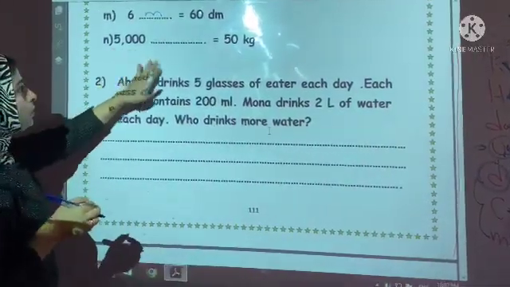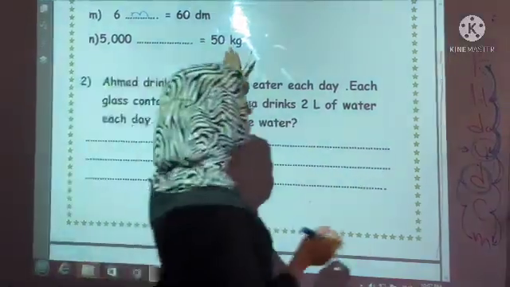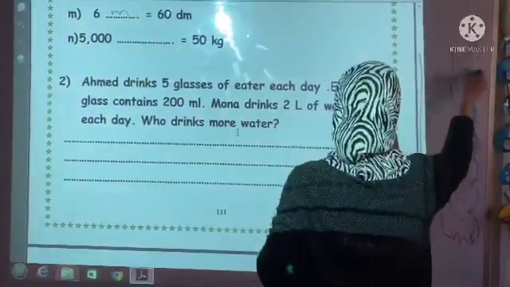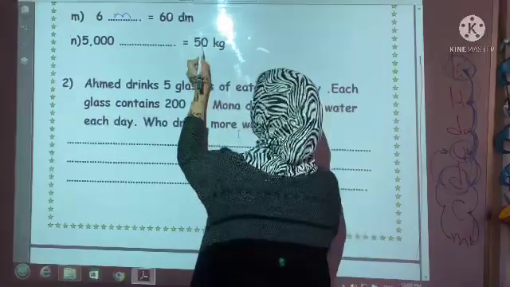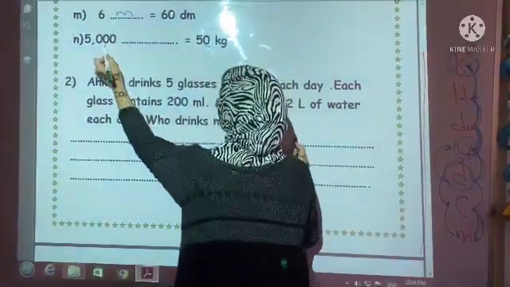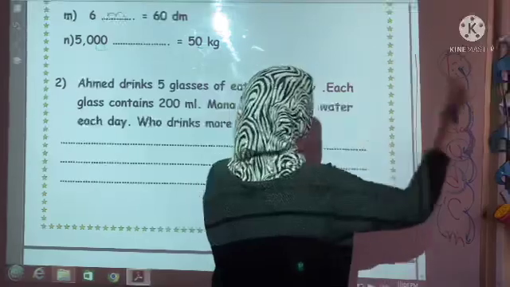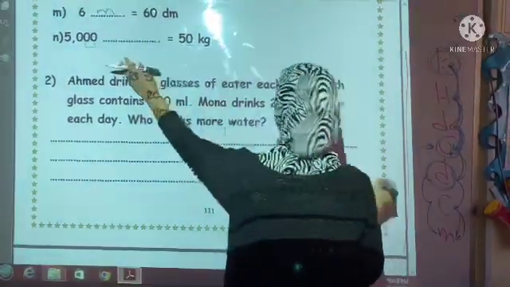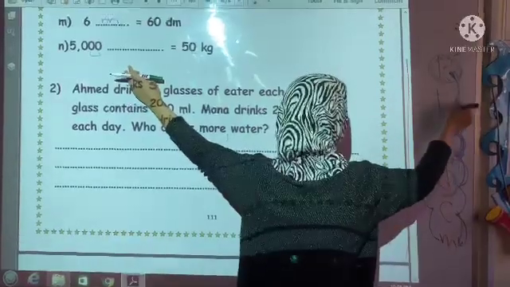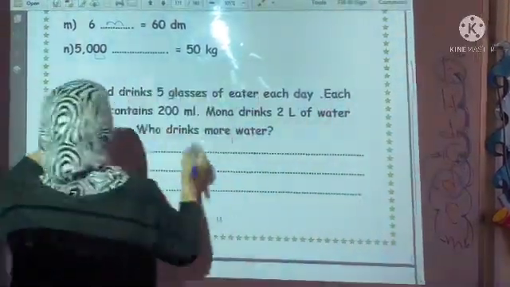Here 5,001 equal 50 kilogram. I will go to gram, kilogram. I'm here in kilogram. Okay? And this one zero, I add another 2. So that means I multiply this one by 2. 2 zeros, that means 100. I will go 2 steps. So it will be decagram.